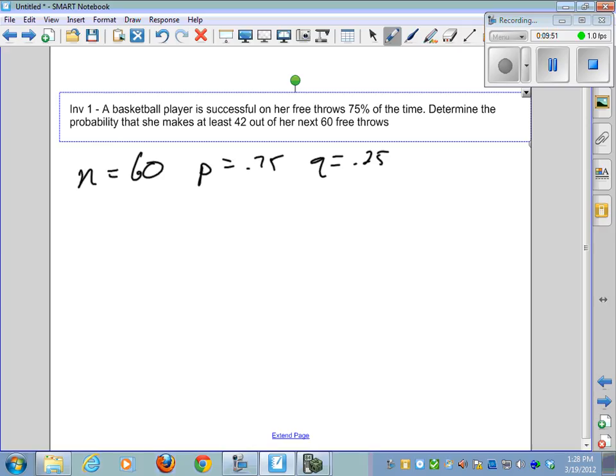Okay? By the way, if you're following along on page 128, these are the steps to do these questions. The first step is to determine the values of n and p, and I say also q. Right? Determine n and p and q. Now check to see if it's bigger than 10. So you take n times p times q, or 60 times 0.75 times 0.25.